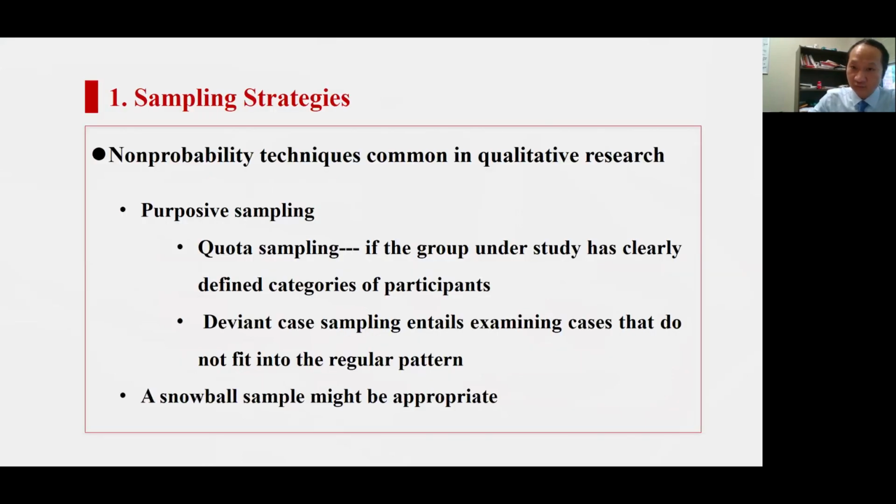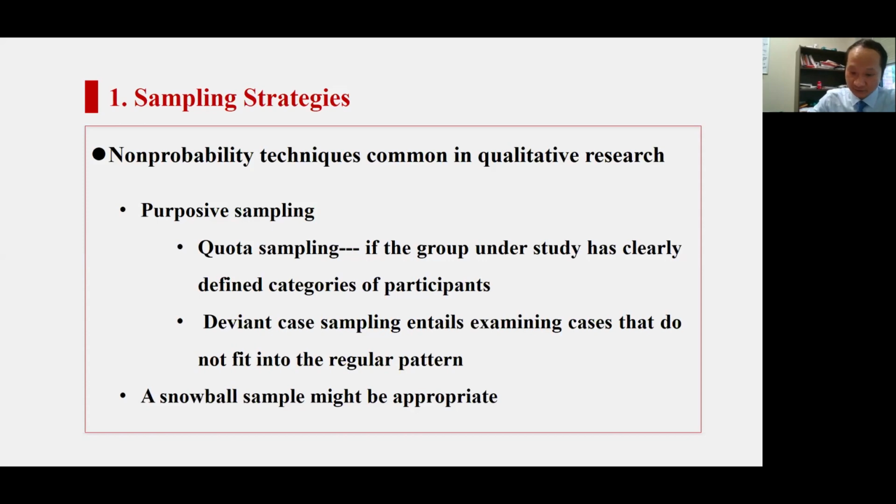Since the purpose of qualitative research is not to seek representativeness or generalizability, the common sampling strategies used are non-probability sampling. That means not every person in the study population has an equal or known probability to be selected. Researchers have the latitude to decide who to include. There are 2 types of sampling. One is called purposive sampling.